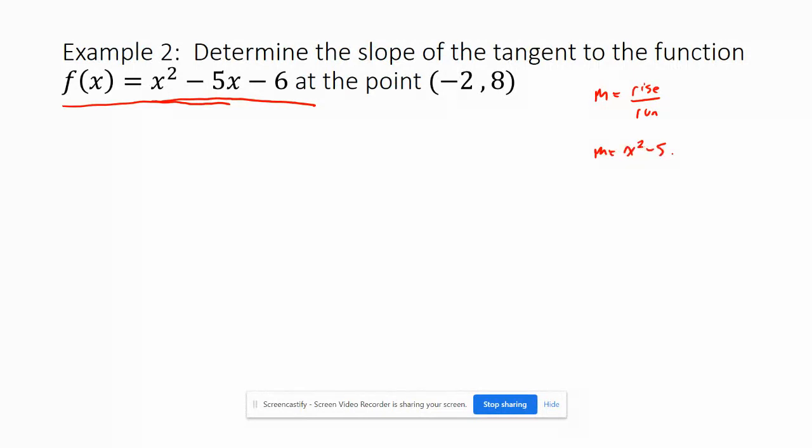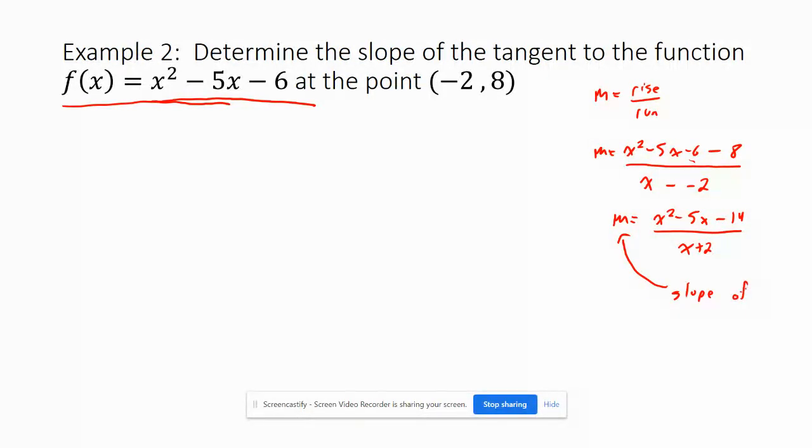x squared minus 5x minus 6 minus 8. So this is my y value minus this y value, over my x value minus this x value, minus negative 2. If I clean this up, this is x squared minus 5x minus 14 over x plus 2. This is the slope of the secant line.